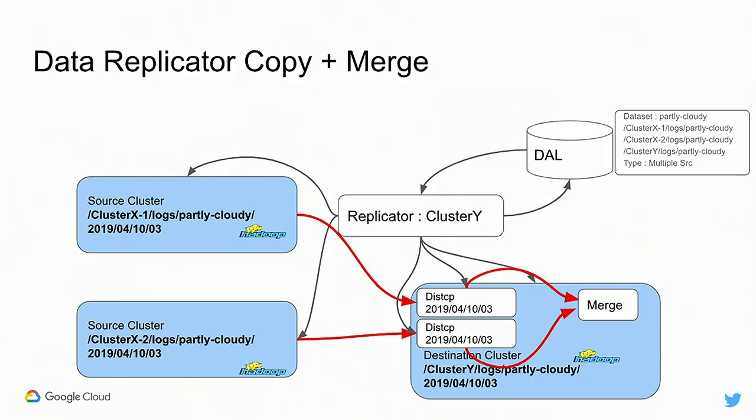So in this case, what happens is the replicator identifies that this data set is of type multiple sources. So it will kick off one DCP job per source to destination independently. Once it is done, it will merge all of them into a temporary space and then do the final atomic rename. After this is done, it will make a call to DAL saying that this particular data set at the destination cluster for that particular hour is now available. So all the tools that have been waiting on the new data can automatically start consuming the data, right?